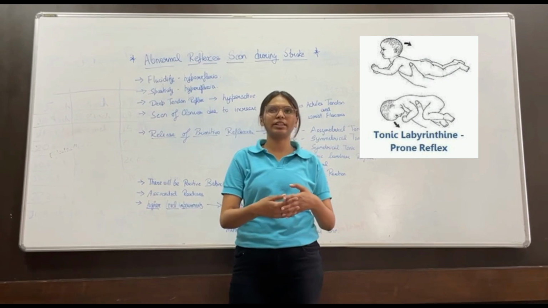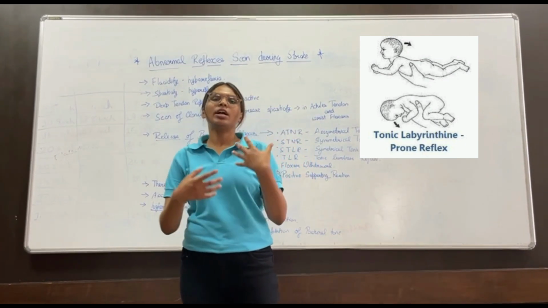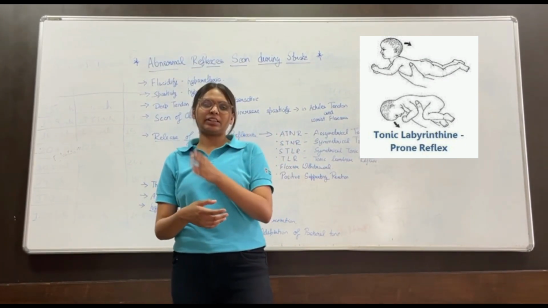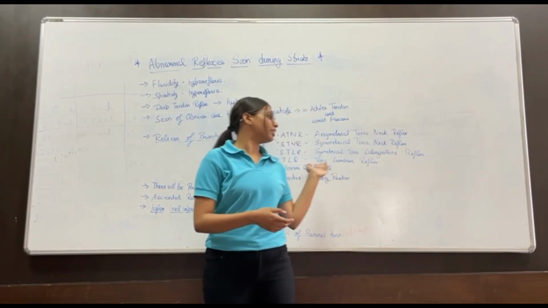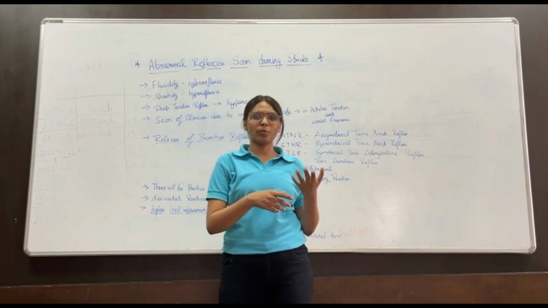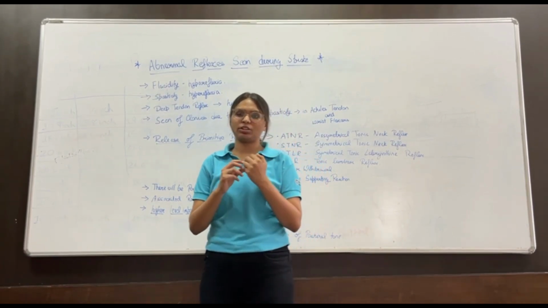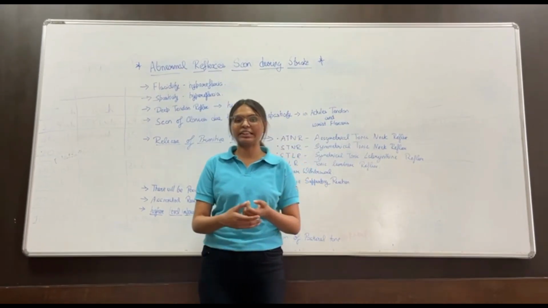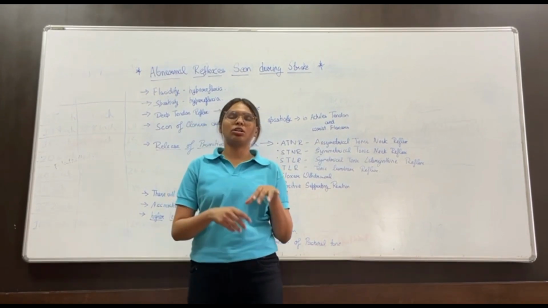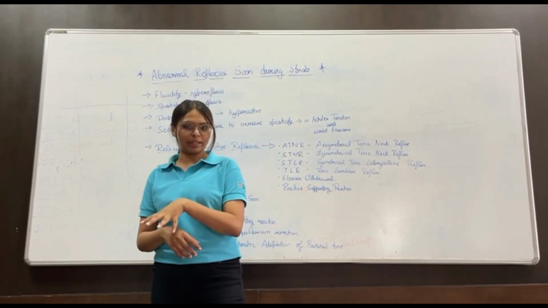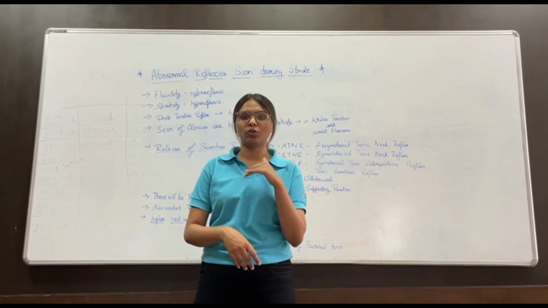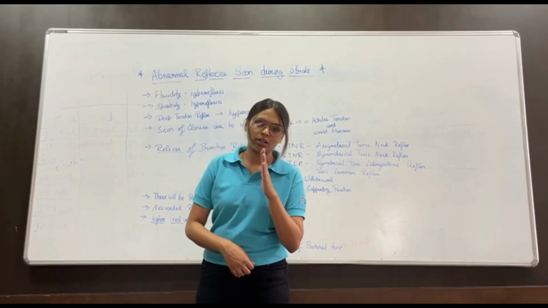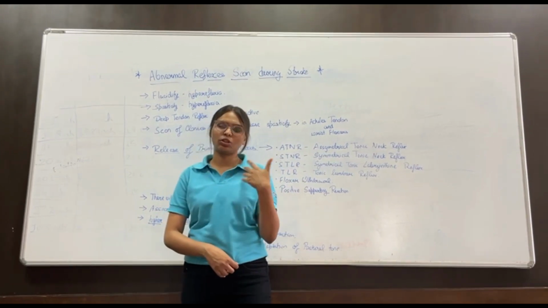Symmetrical tonic labyrinthine reflex. In this reflex, when in the supine position, there will be increase in the extensor tone, and when in the prone position, there will be increase in the flexor tone. Tonic lumbar reflex. In this reflex, there will be rotation of the trunk towards the hemiplegic side over the pelvis, which will lead to flexion of the lower extremities and extension of the upper extremities.